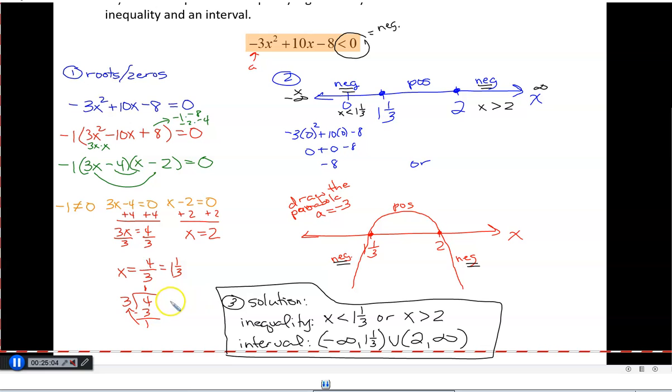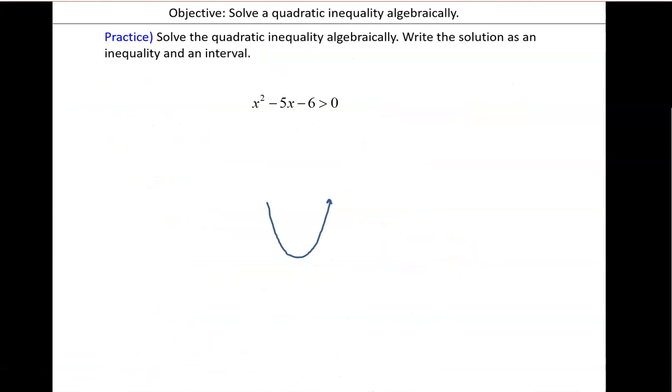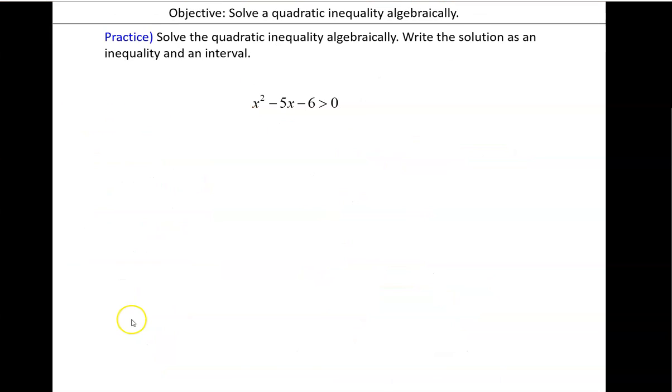All right, next I do have a practice problem for you to try. So I encourage you to pause the video, give this practice problem a try, and then turn the video back on or start it again when you're ready to check. So here is our practice problem.